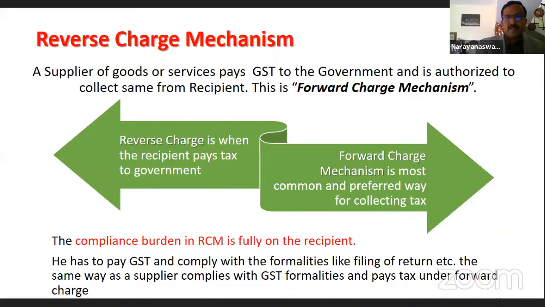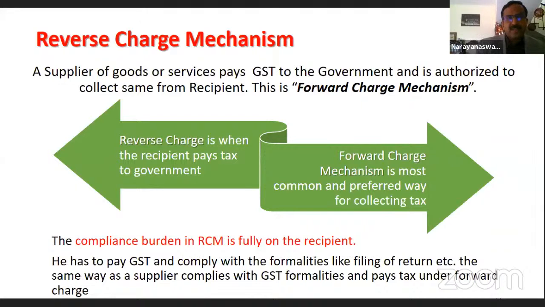Subsequently, he can use the credit. But most of the 99% of our transactions are under something called forward charge mechanism. That means the supplier will collect the taxes from the recipient and pay to the government. And the recipient will take the credit of that tax paid by the supplier. This is the normal thing, and that's the safest way of collecting the taxes.